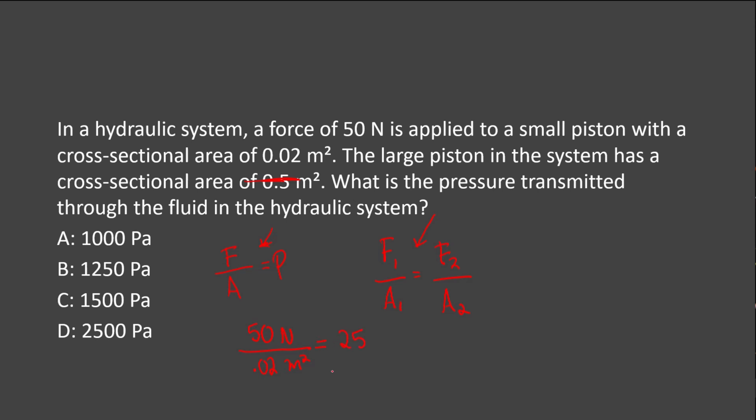And then we got to move the decimal point. So because we're dividing by this, then we move the decimal point like this. So 1, 2, 2500, right? So the correct answer here is D, 2500.